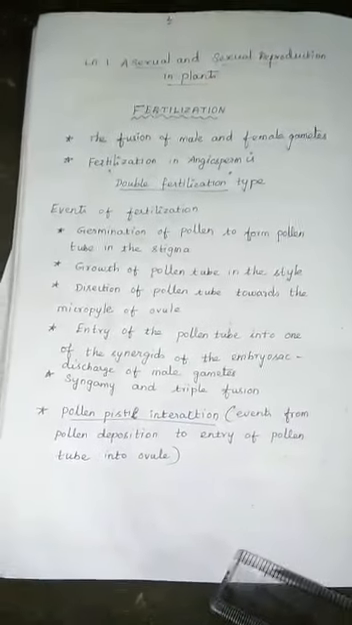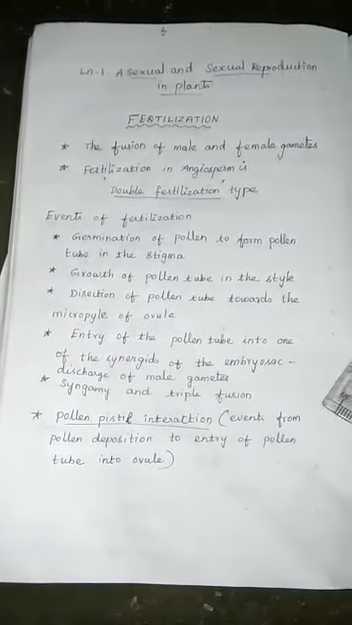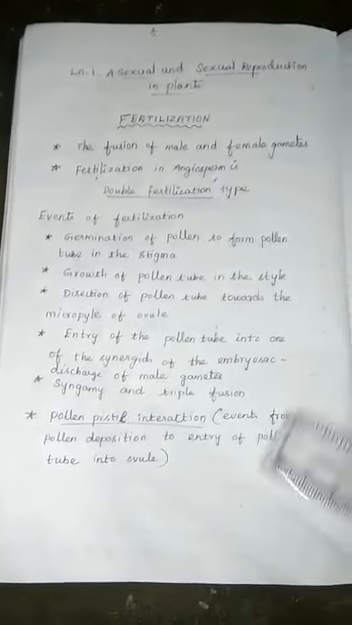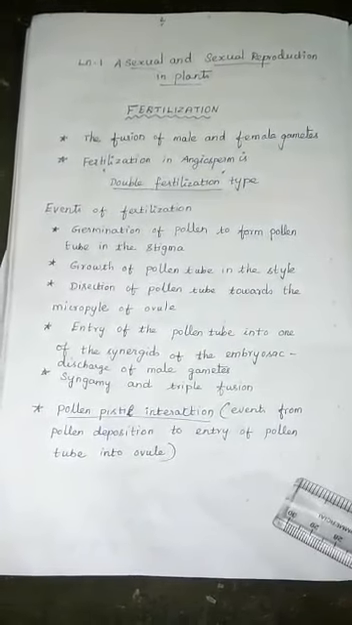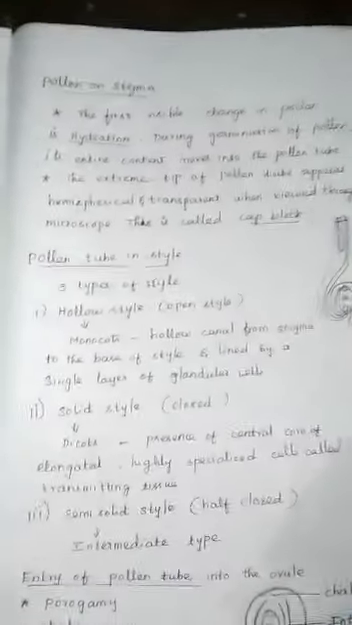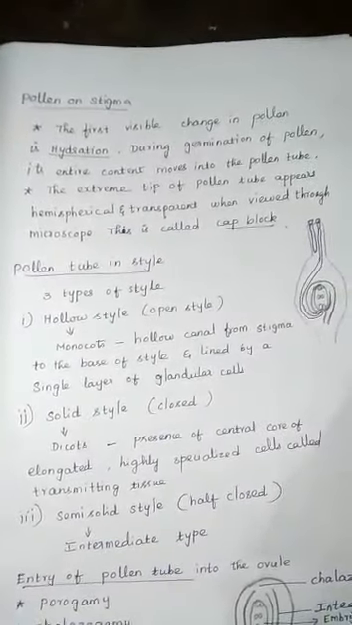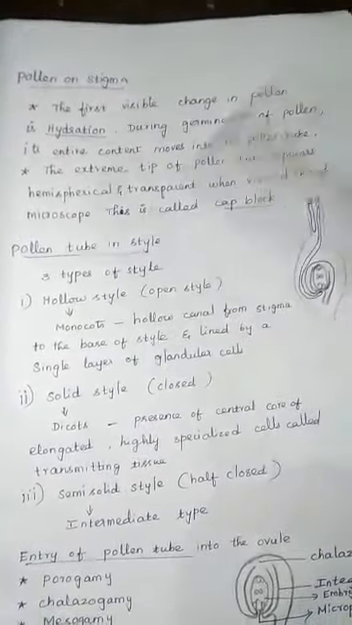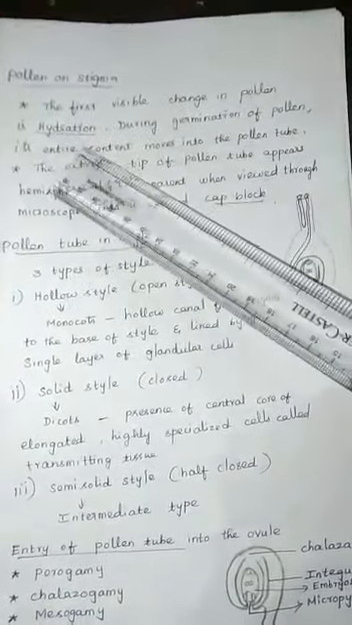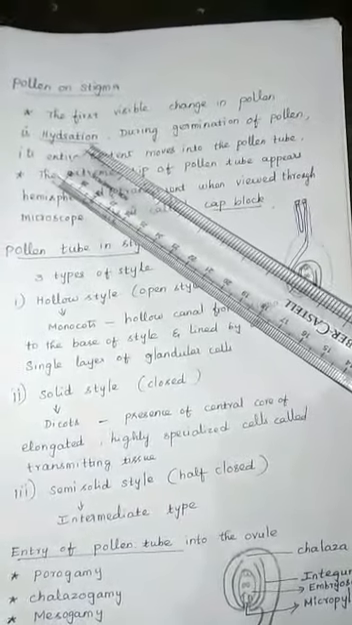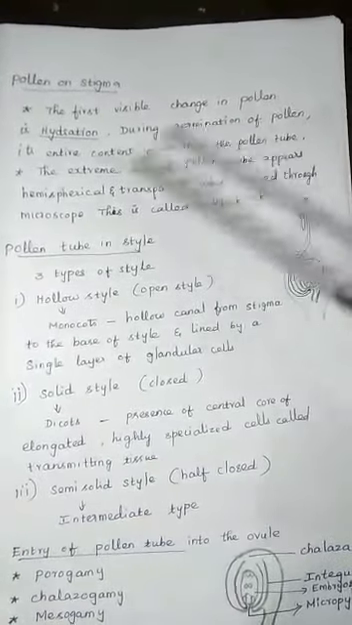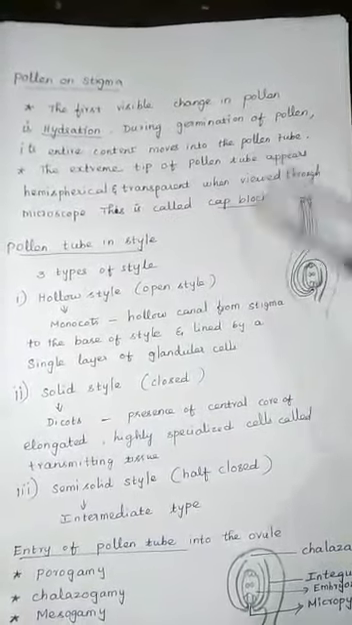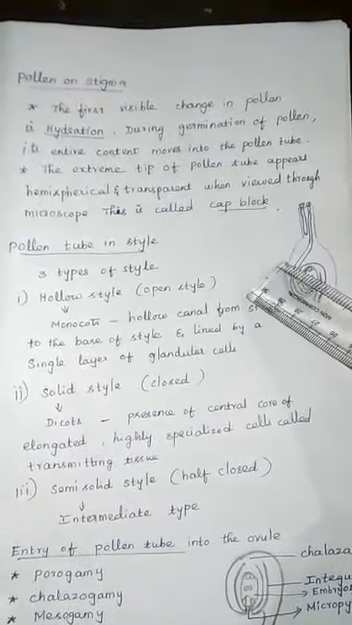See, the transfer of pollen grain from the anther to the stigma of the flower is called pollination. After the pollination is over, the pollen is deposited on the stigma of the flower. Then, as the suitable pollen falls on the suitable stigma, the first visible change in the pollen is hydration. Then during germination of pollen, its entire content moves into the pollen tube.